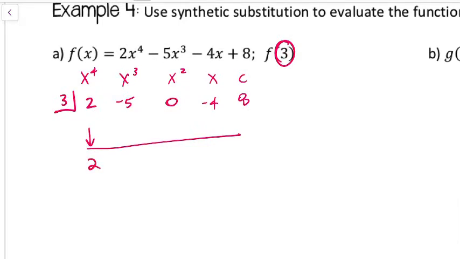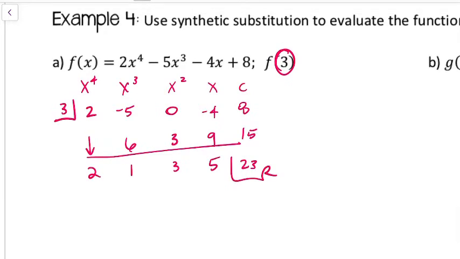So bring down the 2, 3 times 2 is 6, negative 5 plus 6 is 1, 3 times 1 is 3, 0 plus 3 is 3, 3 times 3 is 9, negative 4 plus 9 is 5, 3 times 5 is 15, and 8 plus 15 is 23. So that is our remainder.